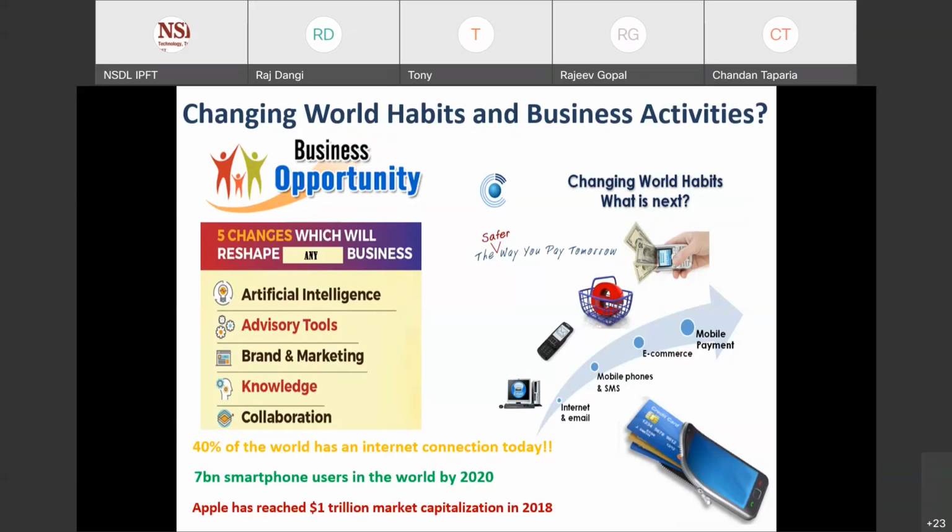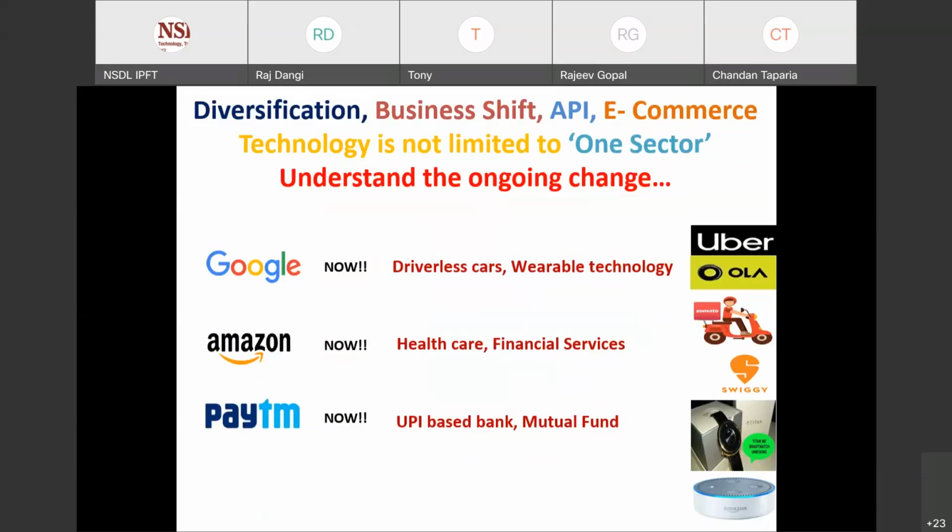Try to focus on companies which match the scenario, which are with growing technologies. You should be looking at companies with advisory tools, or brand and marketing, and knowledge and collaborations. Even the e-commerce business can do well. You should focus on diversification, business, API, e-commerce, because Google is not just your search engine, it's your wearable technology and the driverless car. Imagine, so these are just examples. You should be looking at companies which are going to work and which are diversifying, and where you also apply the QGLP.